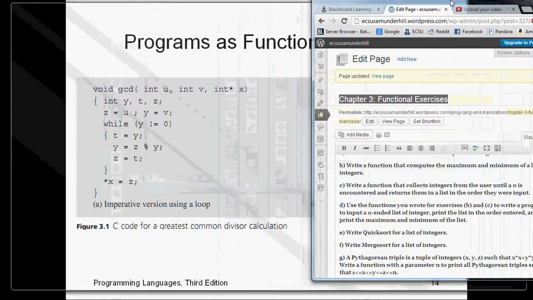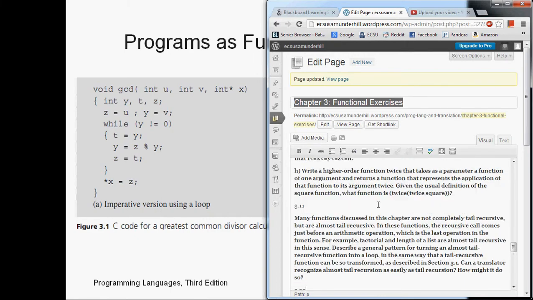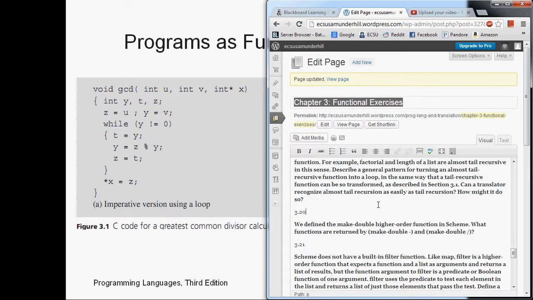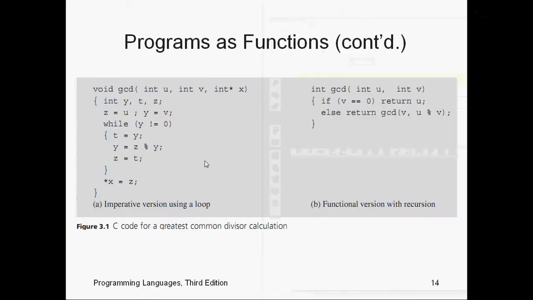So if we look at the question here, it says, describe a general pattern for turning an almost tail recursive function into a loop in the same way that a tail recursive function can be transformed as described in section 3.1. So this is the description. Essentially how these are related is that both of them have the same parameters.